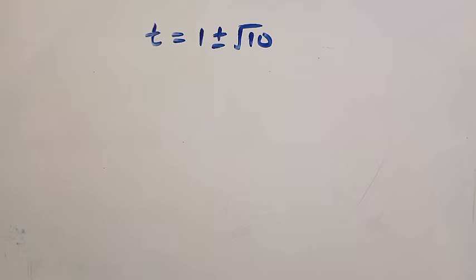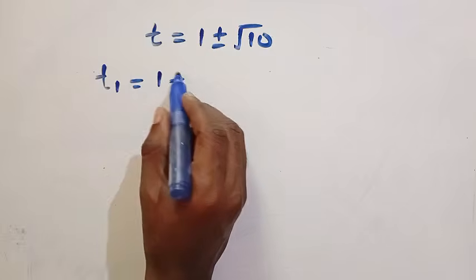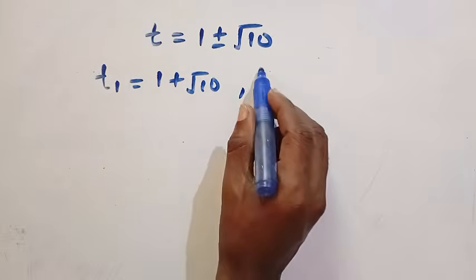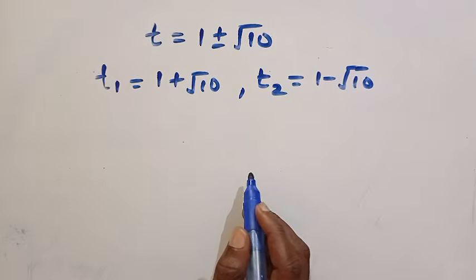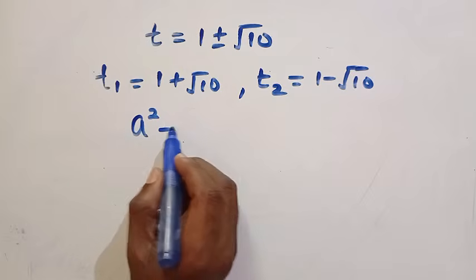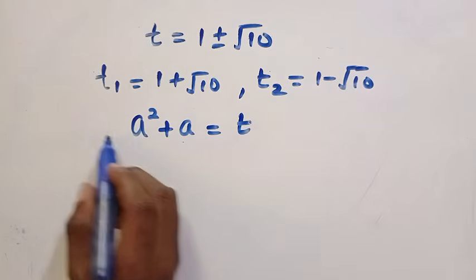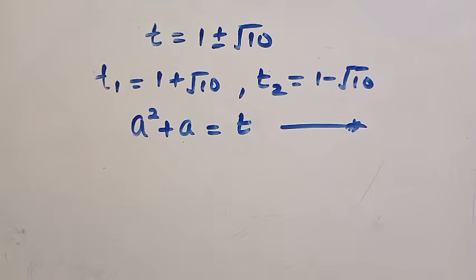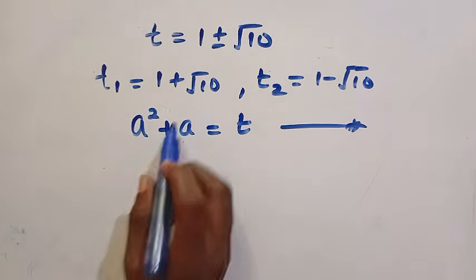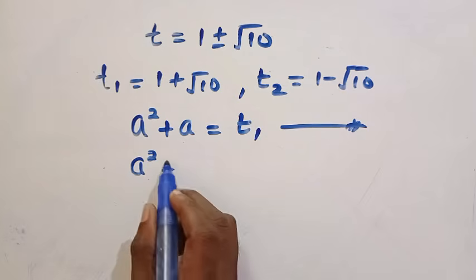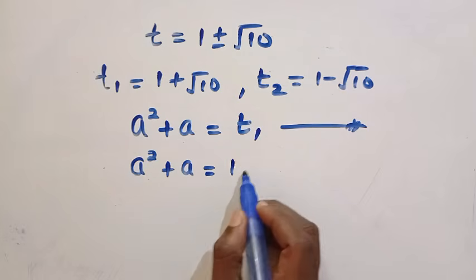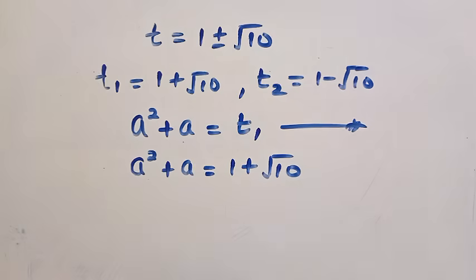Since t equals 1 plus or minus the square root of 10, here we have the first t. t1 is 1 plus the square root of 10, and we have the second t, which is 1 minus the square root of 10. Then, from where we let a squared plus a equals t, this is our focus. We have to consider the first one, which is t1, 1 plus the square root of 10. And this gives us a squared plus a equals 1 plus the square root of 10.